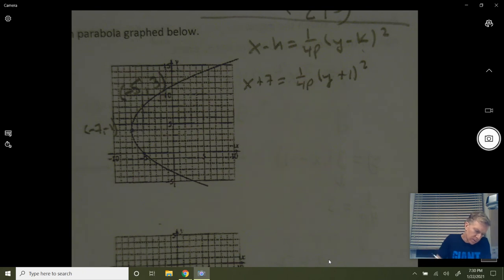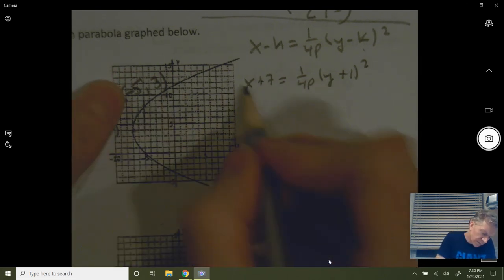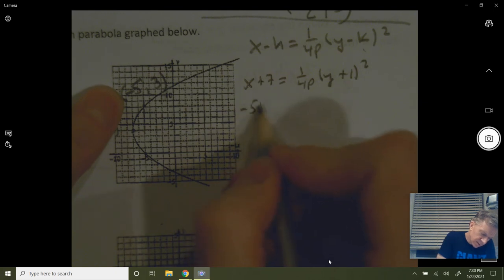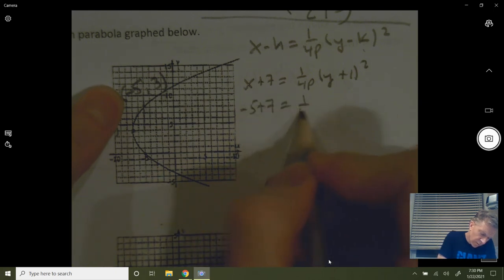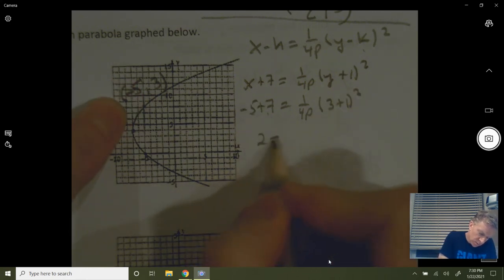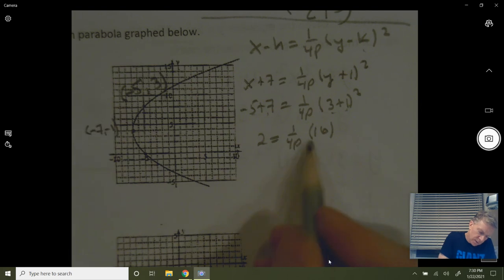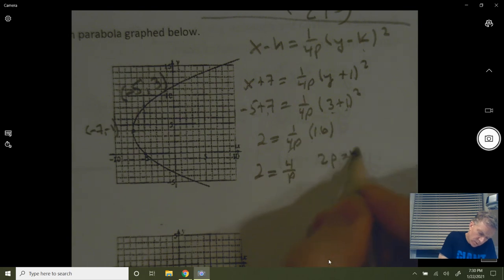Oops, there goes my pencil. Negative 5, 3. Plug that in. So negative 5 for x, equals 1 over 4p, and then plug in 3 for y. So that gives me 2 equals 1 over 4p times, 3 plus 1 is 4, 4 squared is 16. Okay, so we get 2 equals, that reduces to 4 over p. 2p equals 4, or p equals 1/2.